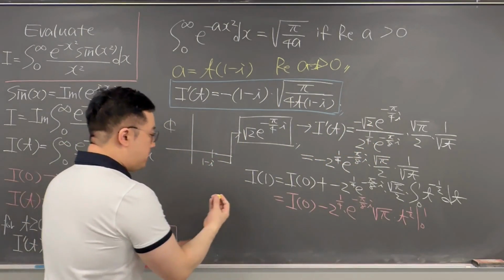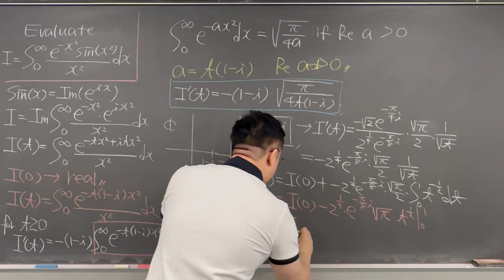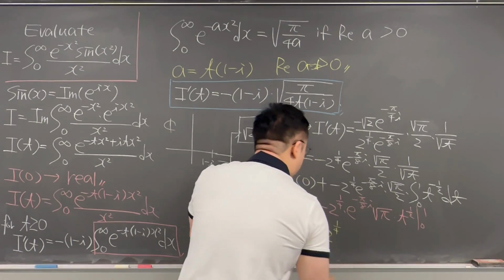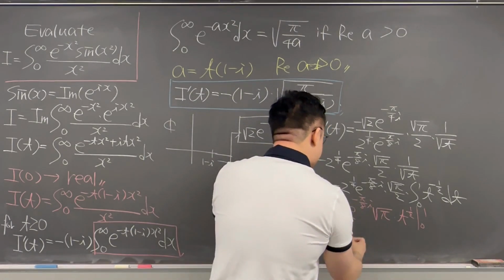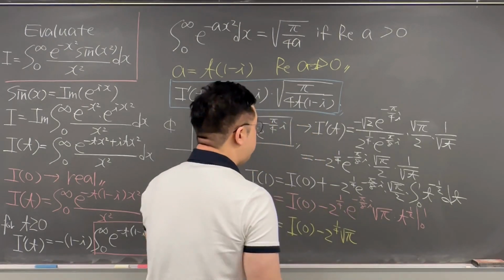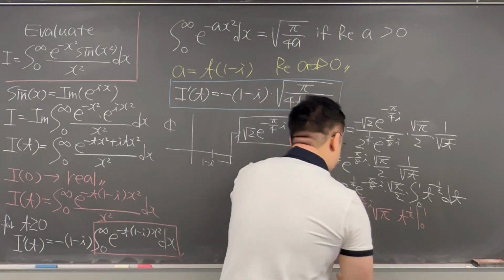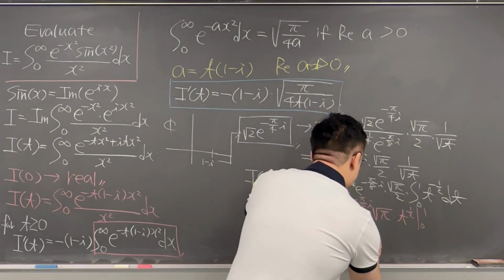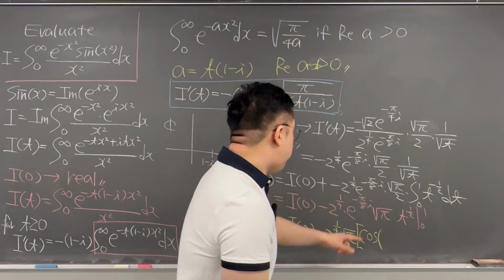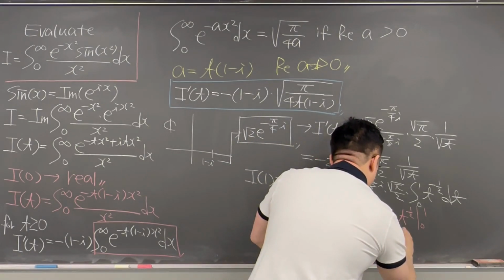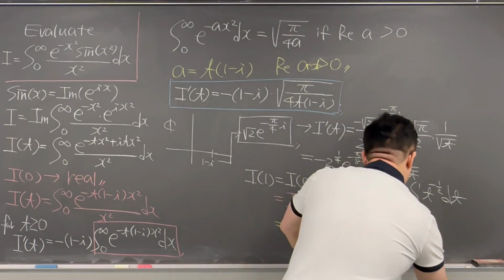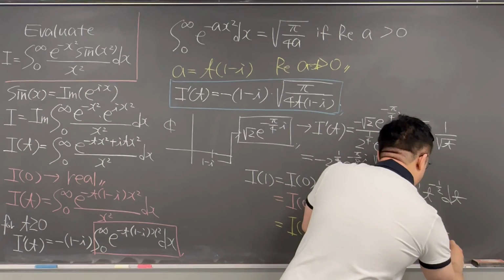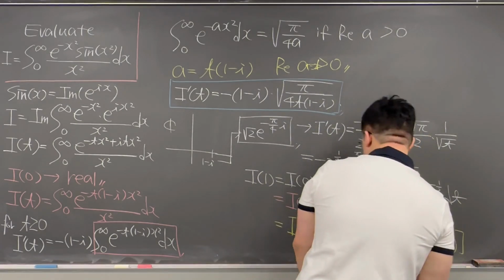So that is why the final expression for I1 is I0, which is the real part, minus 2 to the power of 1 over 4, times, let me pull the square root of pi to the front, and then I'll make a bracket. Then we can use cosine of negative pi over 8 plus i times sine of this negative pi over 8. And then we can close the bracket.